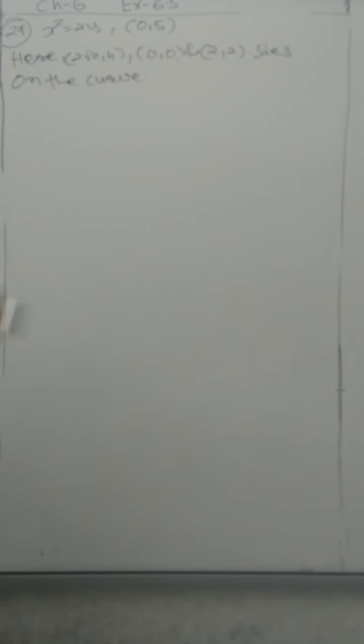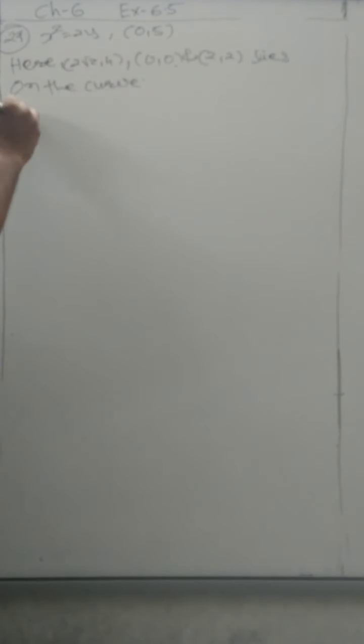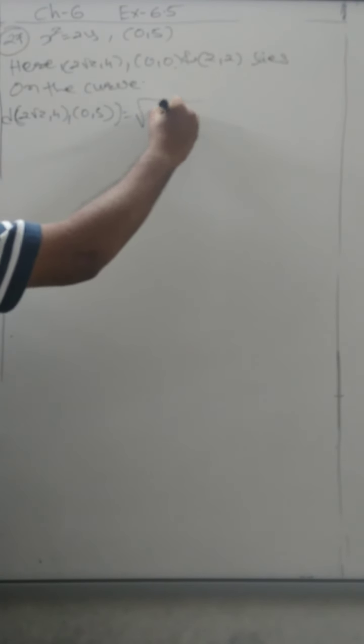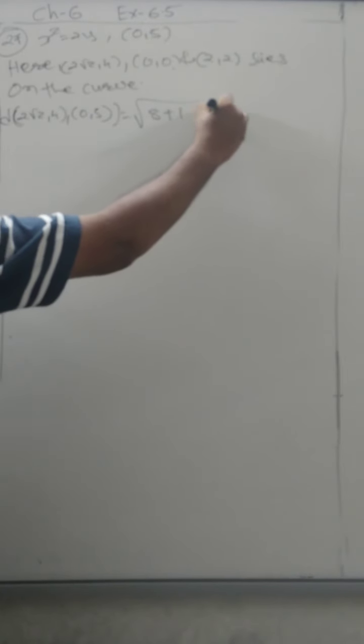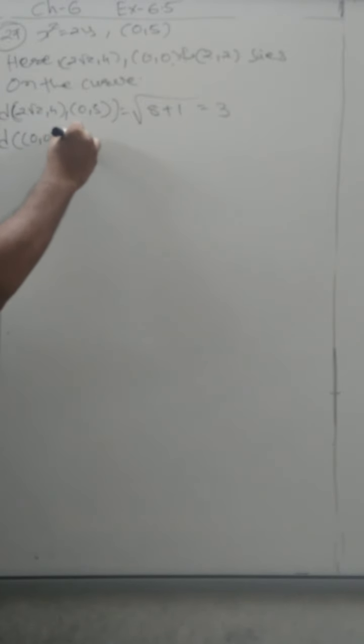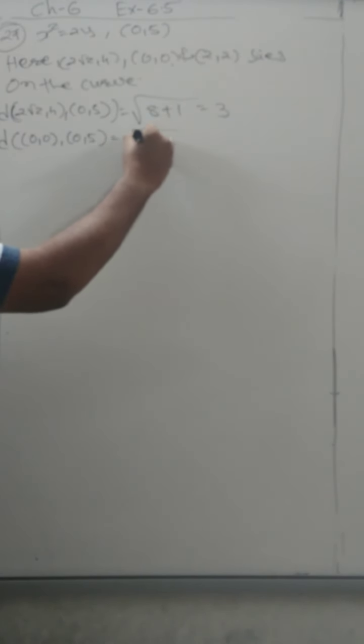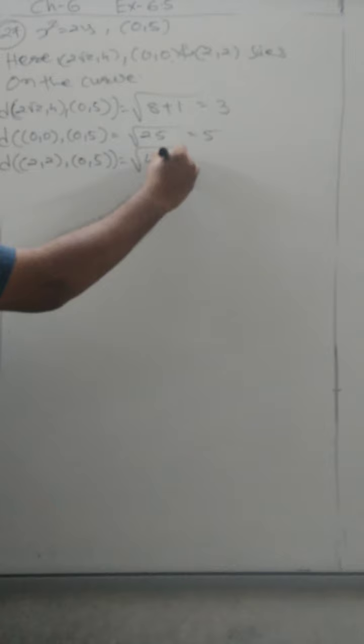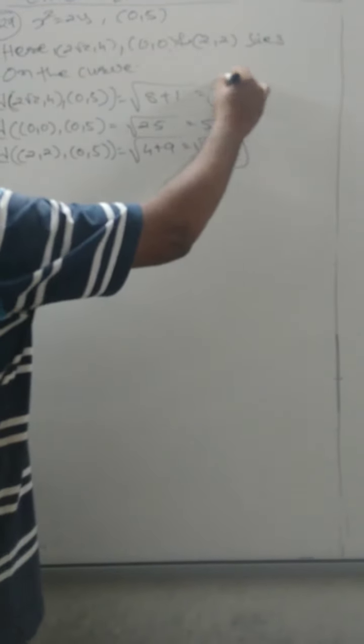We just find the distance of each point to the given point. So the distance of 2 root 2, 4 and 0, 5 is equal to under root 8 plus 1, it is 9, so 3. Distance of 0, 0 and 0, 5 is root 25, means 5. Distance of 2, 2 and 0, 5 is under root 4 plus 9, root 13. So among all these, this is the least, the minimum.